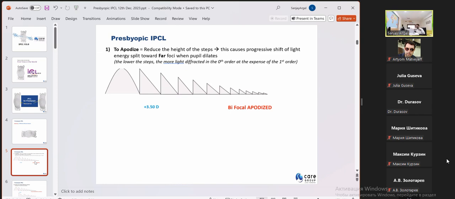So this is the basic principle of any diffractive lens: to divide light into 2 or 3 focus points and focus for near, far, and intermediate.